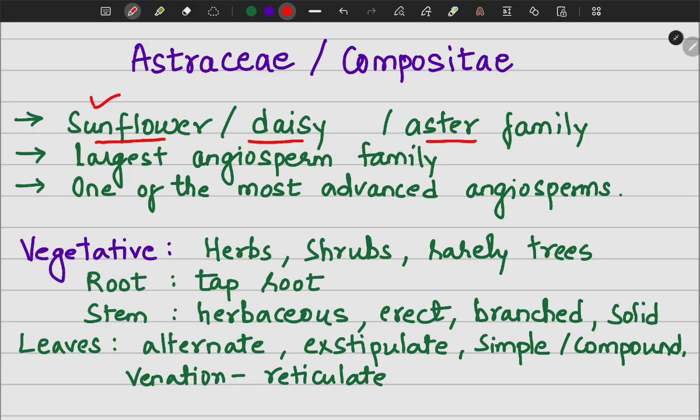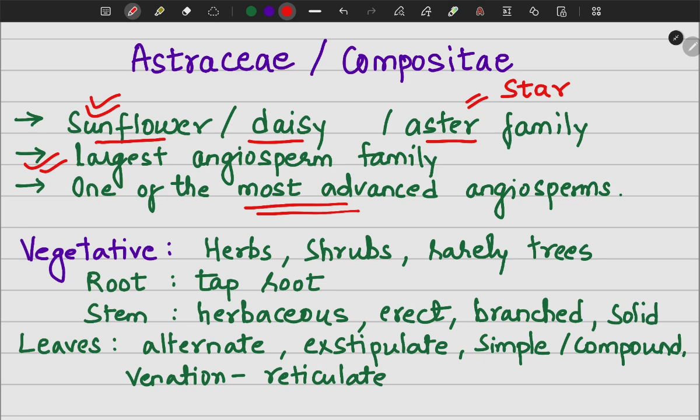Now, sunflower is one of the main members of this family. Hence, it is also known by the name sunflower family and aster family. Aster means star. So since most of the flowers of this family appear like a star, hence the name aster family. Now there are some important points to remember about this family, like it is the largest family in the angiosperms, and it is also one of the most advanced families in the angiosperms.